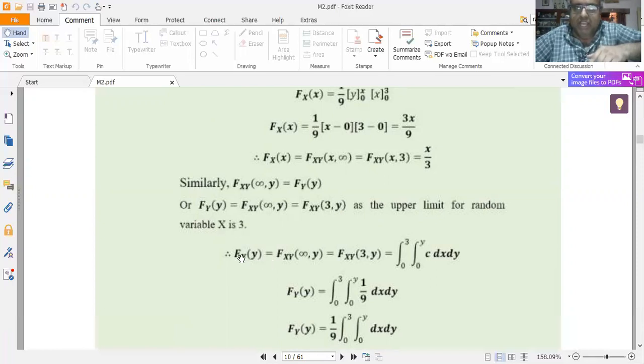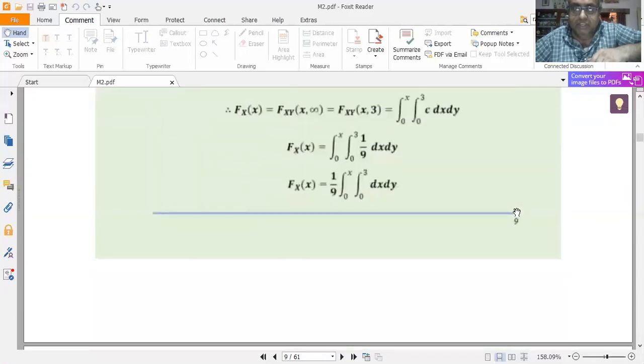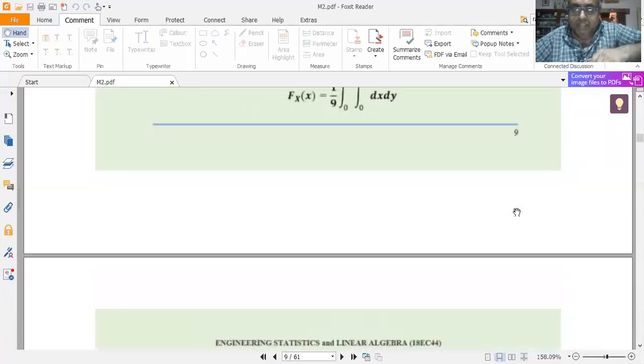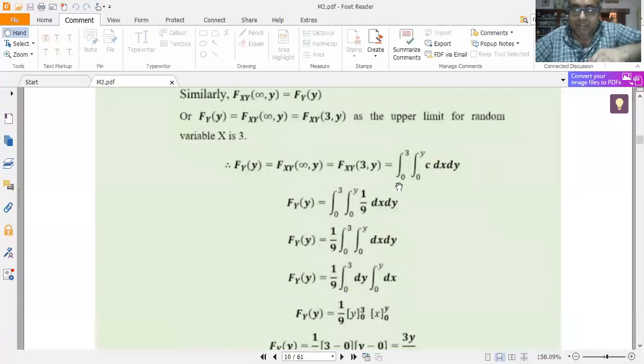So that's why I get Fy of y, which is the marginal CDF, is given by Fxy of 3 comma y, which is given by integral 0 to 3 integral 0 to y c dx dy. Very very important.